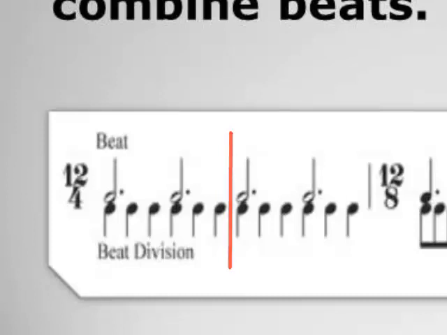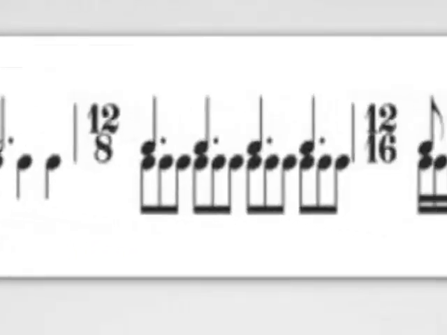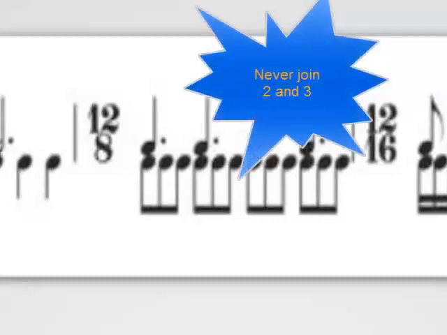The next measure is in 12/8 time. In this case, our unit beat is a dotted quarter note. Again, we can divide this measure in half and have beats 1 and 2 together and beats 3 and 4 together. If you're using a rest for beats 1 and 2, you'd be using a dotted half rest. If you were using one for beats 3 and 4, it would also be a dotted half rest. Remember, though, you can never join the second and third beats together.